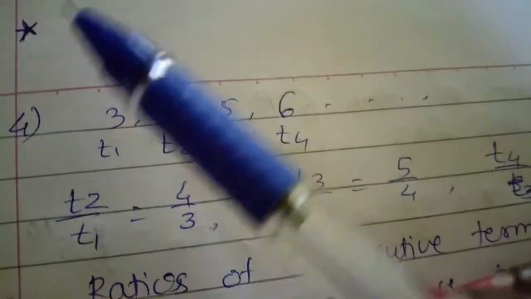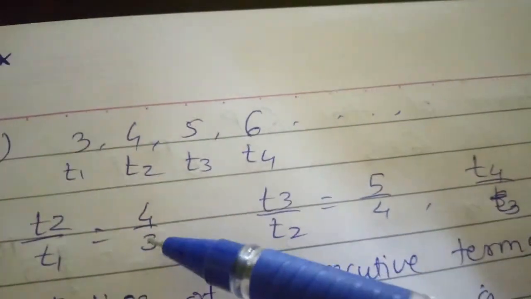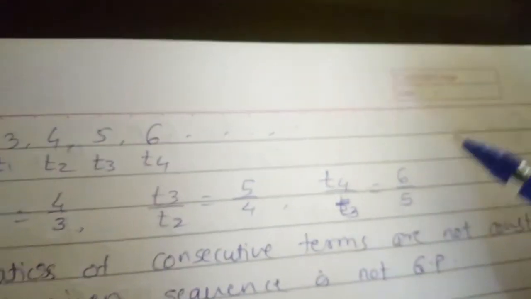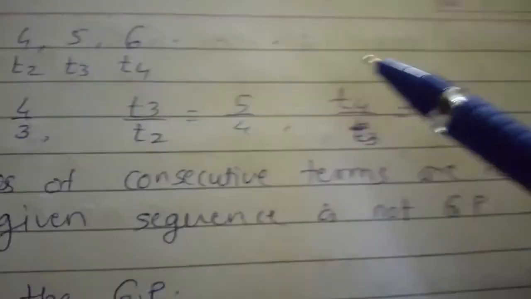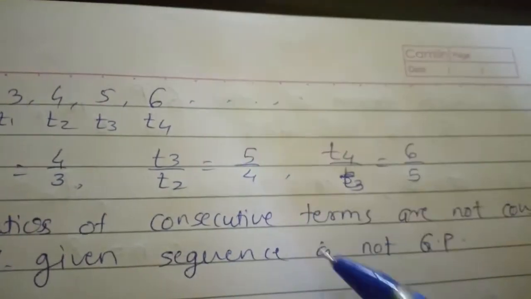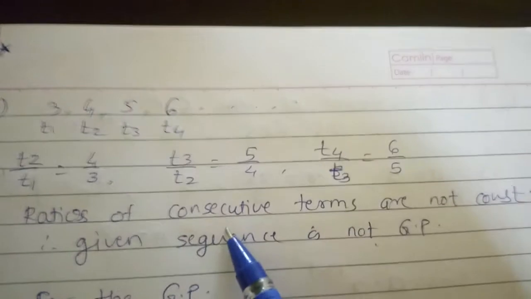And now we are going to solve example number 4 also. So 3, 4, 5, 6 and so on. So this is t1, t2, t3 and t4. So I am going to find t2 by t1, that is 4 by 3, t3 by t2, that is 5 upon 4, t4 by t3 is 6 upon 5. So here we get that the ratio of consecutive terms is not constant and so the given sequence is not a GP. Ratios of consecutive terms are not constant and so the given sequence is not a GP.